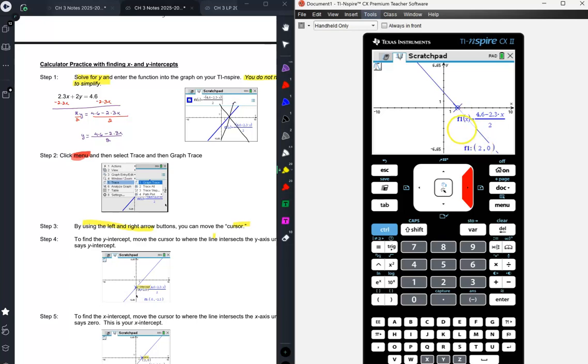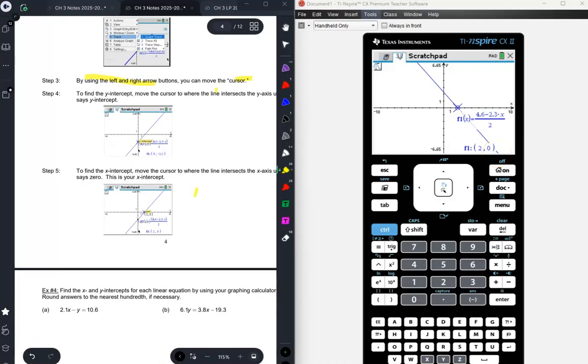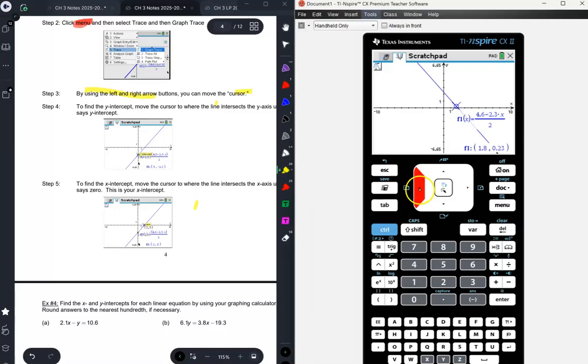And look at that. You see how it labeled it 0? When it labels it 0, that's another word for x-intercept. That's where it just hit the x-axis. So the x-intercept of this is 2, 0, right? So let's write that here. X-intercept is 2, 0. I can write it later. And then let's move it to the left this time. Look at that. The y-intercept is 0, 2.3. Okay?